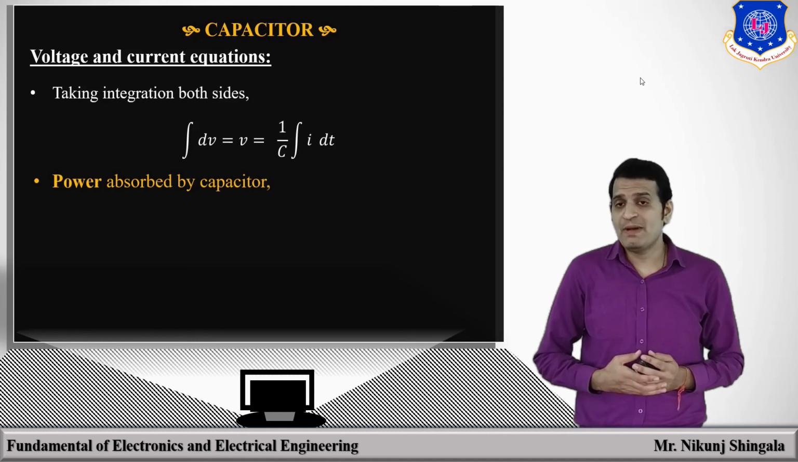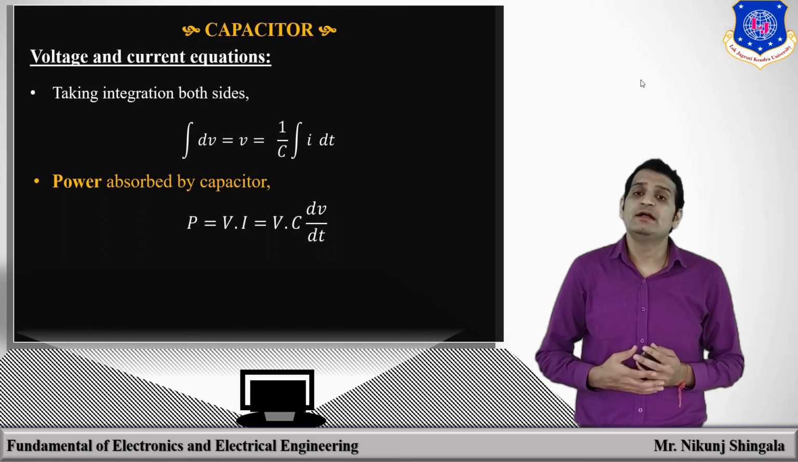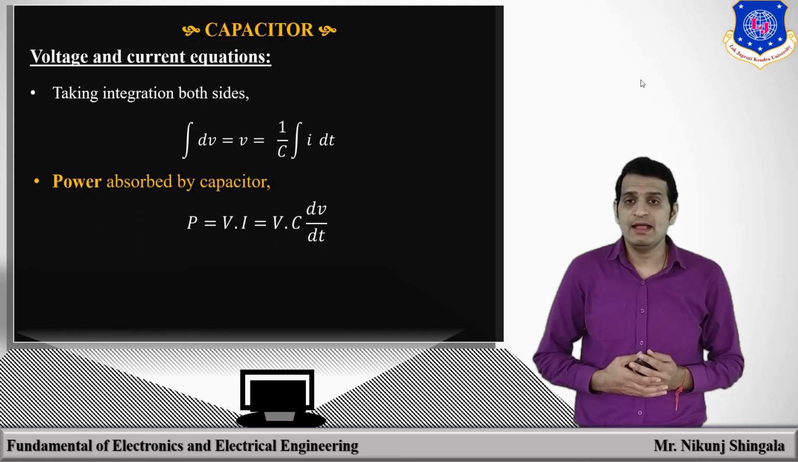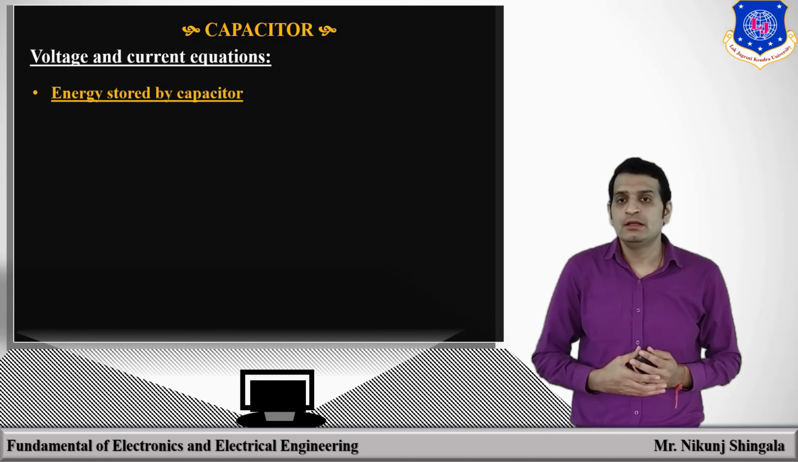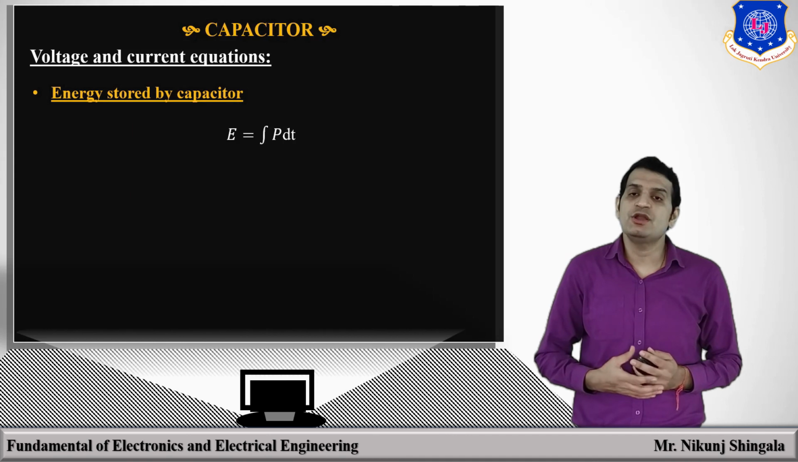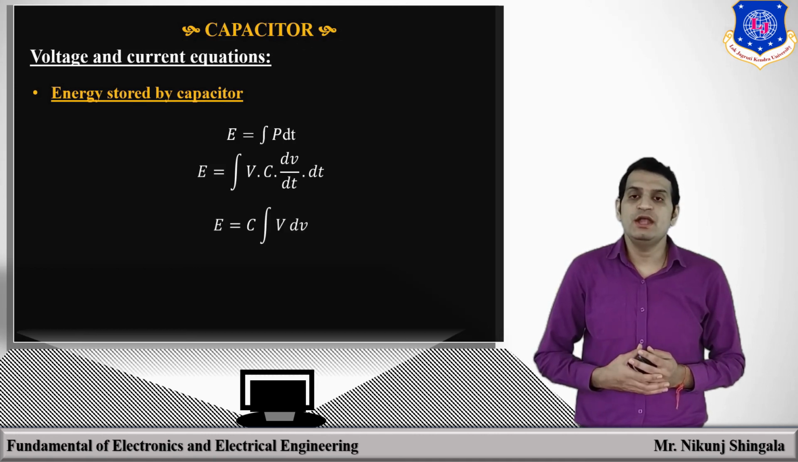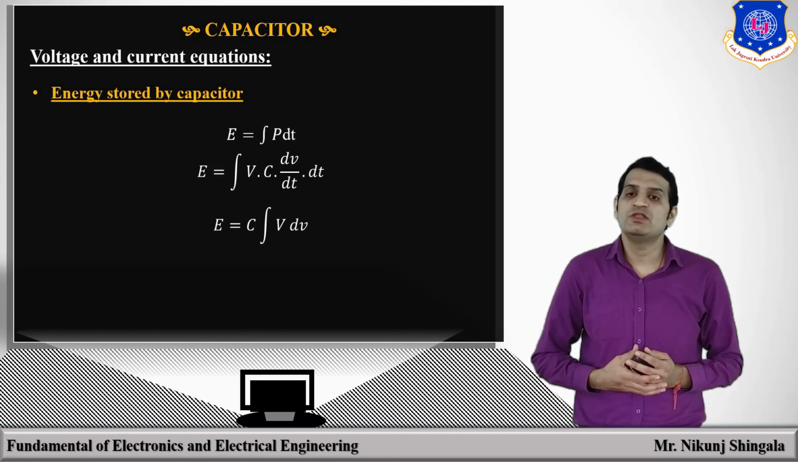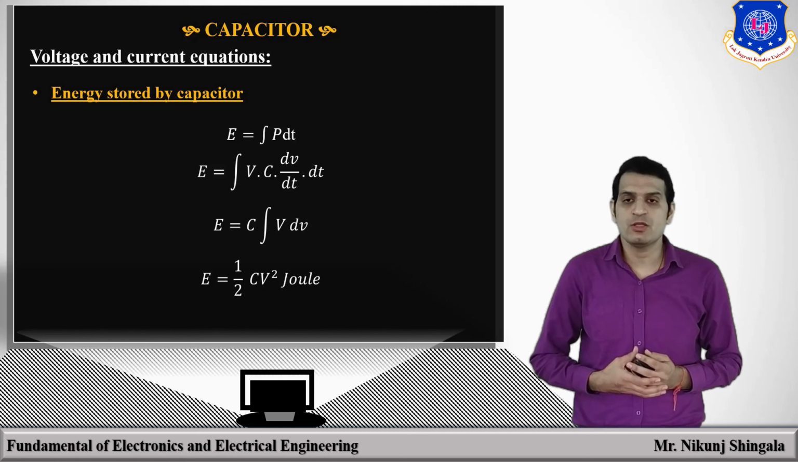Now power absorbed by the capacitor. So P is equal to V into i. So we can write P is equal to V C dV by dt. Now energy stored by a capacitor. E is equal to integration P dt. So E is equal to integration V into C into dV by dt into dt. So E is equal to C integration V dV. Integration of V with respect to V is nothing but V square by 2. So energy E is equal to 1 divided by 2 C v square joule.